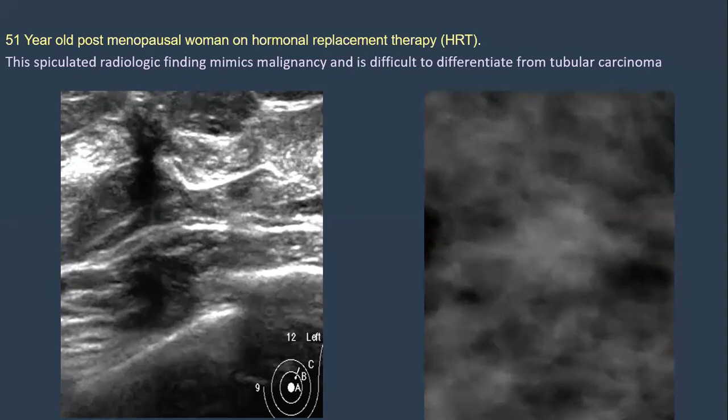Like what? You're right. Like what? It doesn't look like fat necrosis. Yeah, radial scar. Excellent. And it was a radial scar. After excision, it was a radial scar only, not upgraded.